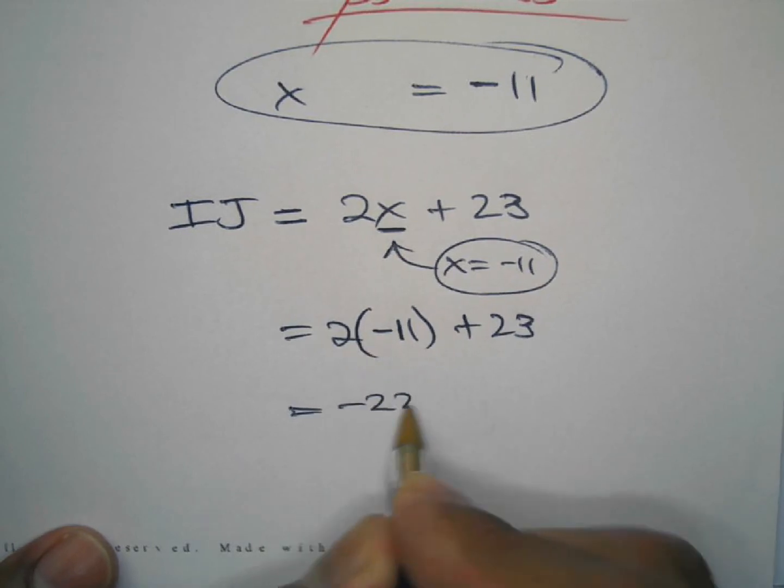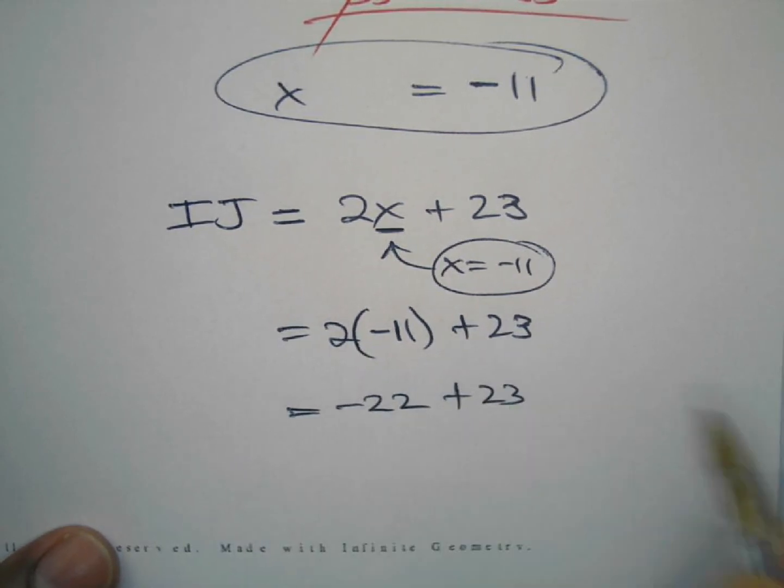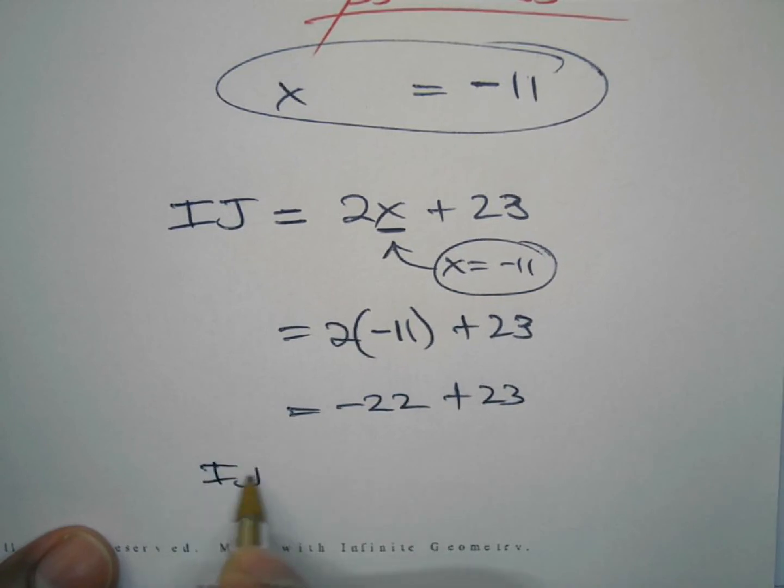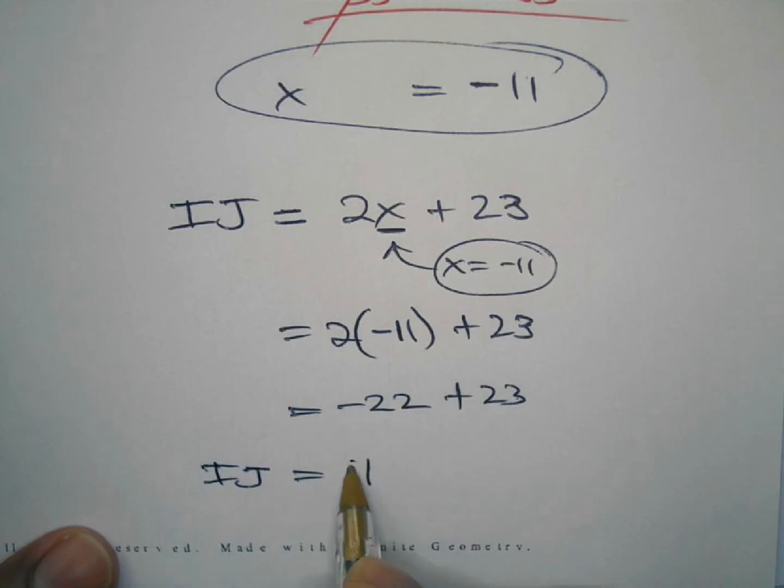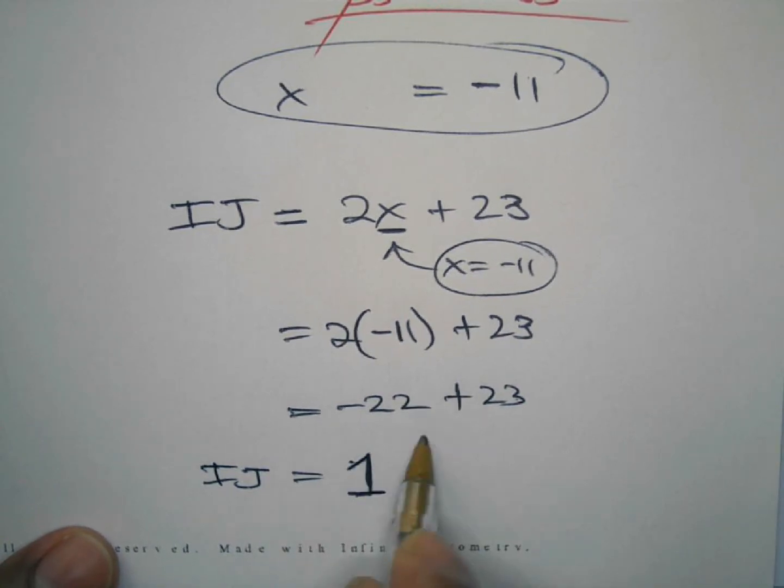2 times negative 11, negative 22, plus 23. Oh, the answer for IJ is, well, 23 take away 22. The answer is just 1.